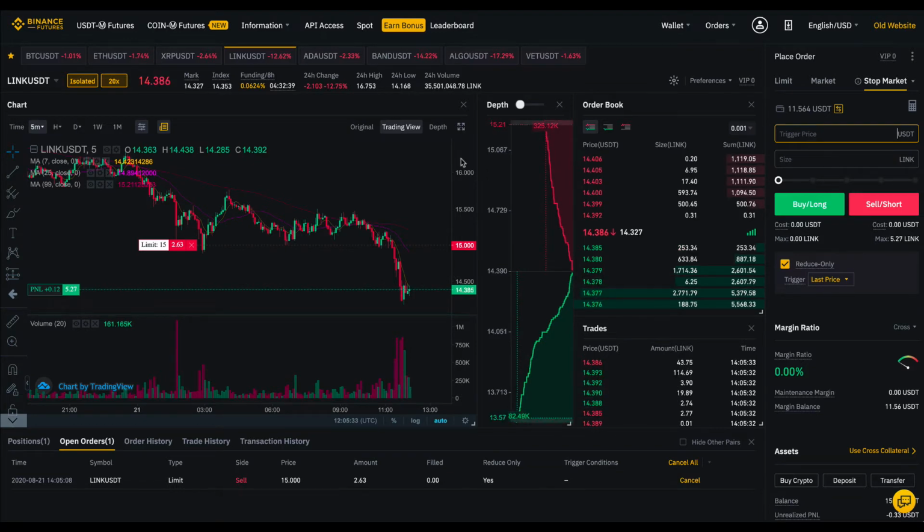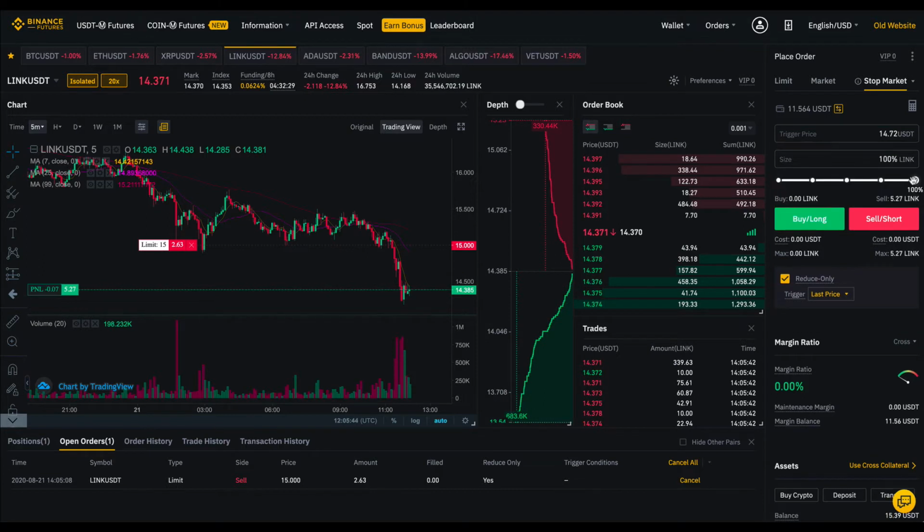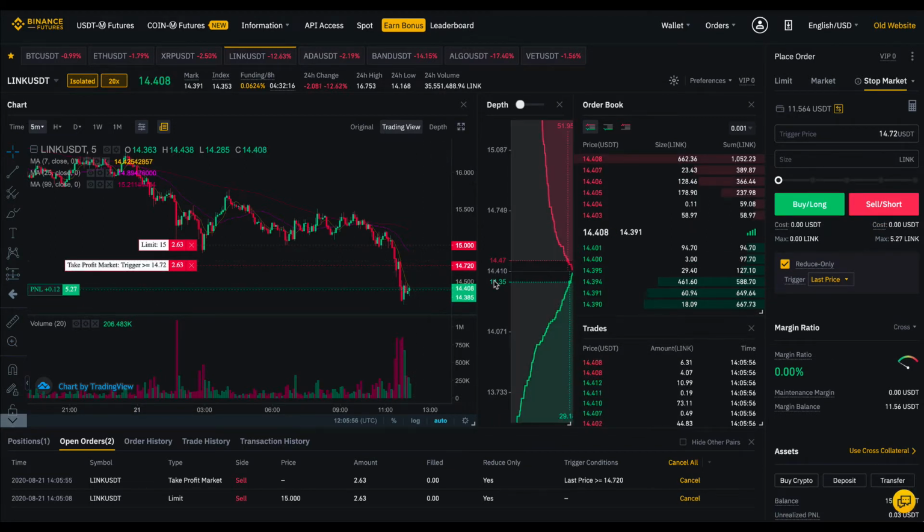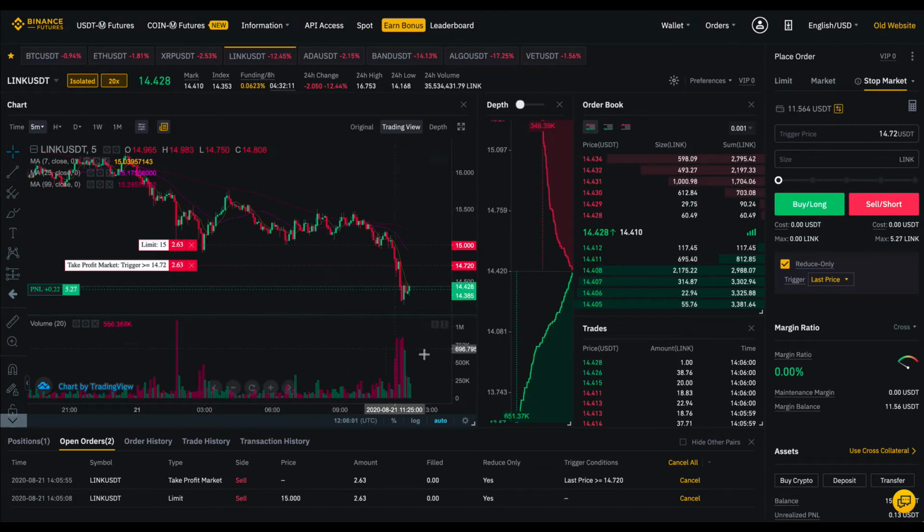and at, I can't always see pricing, let's say 14.72, I can close the rest of it, which will be 50%, and I would have to sell because I bought. So if I sell, there should be another limit order coming up there. So you can see $2.63, $2.63. It will close at that point and at that point. Those are what I would call the take profits. I'm using them as take profits at least.